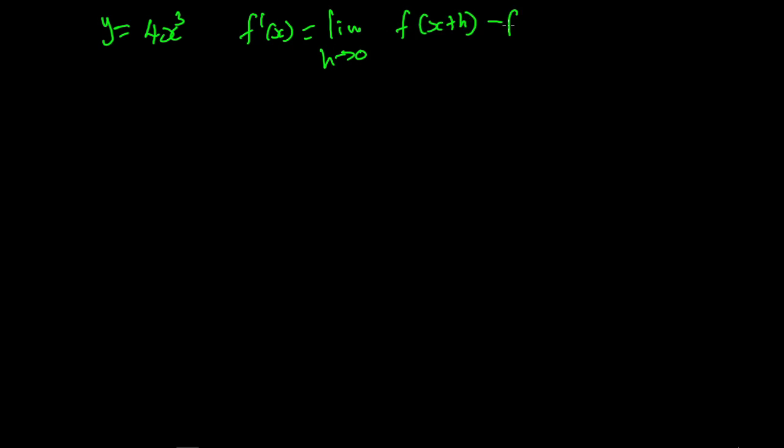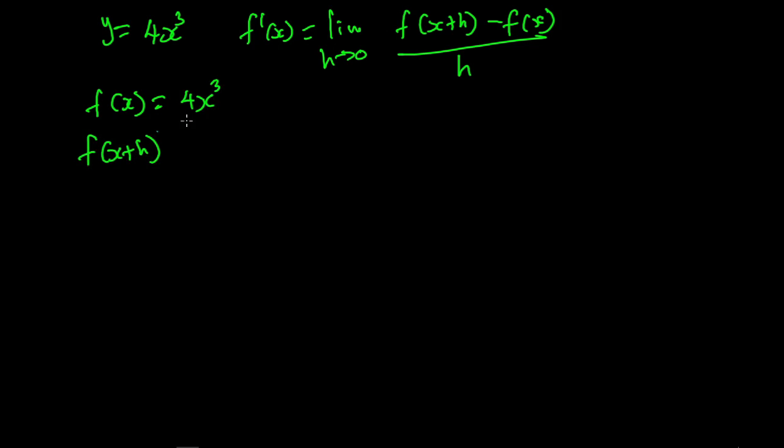In our second example, let's have y equal to 4x raised to the power of 3. From our derivative formula, we have f prime of x equal to the limit as h approaches 0 of f of x plus h minus f of x all over h. That means firstly, our f of x is going to be 4x cubed, while for f of x plus h, we are just going to replace x here with x plus h.